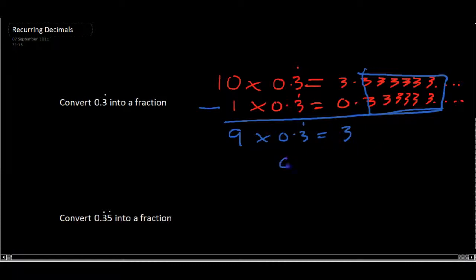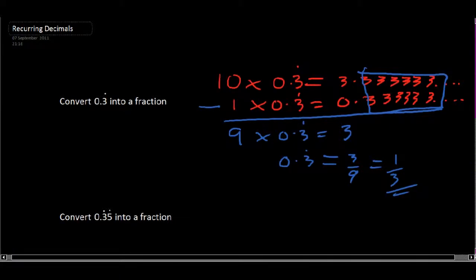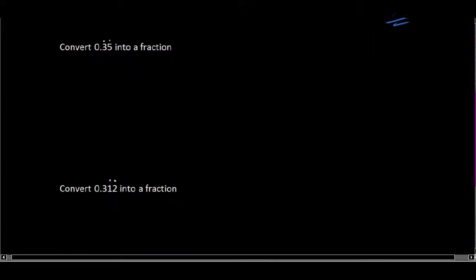So 9 lots gives us that. So therefore, if we divide by 9, we'll have 1 lot. So divide that by 9, we're just left with 0.3 recurring, and we get 3 over 9 if we divide by 9 on this side, which equals 1/3 when we cancel down. So 0.3 recurring equals 1/3. Now that was quite simple. We only had to times by 10. Let's look at what happens if we do something a little trickier.